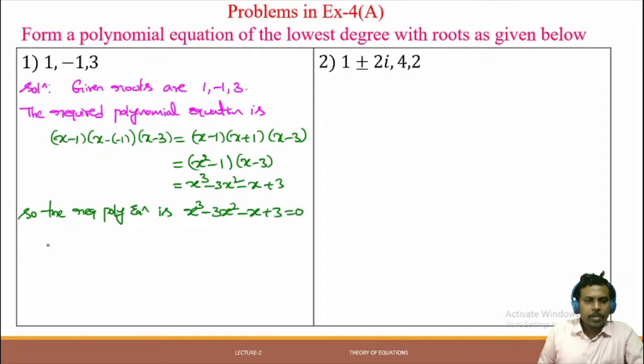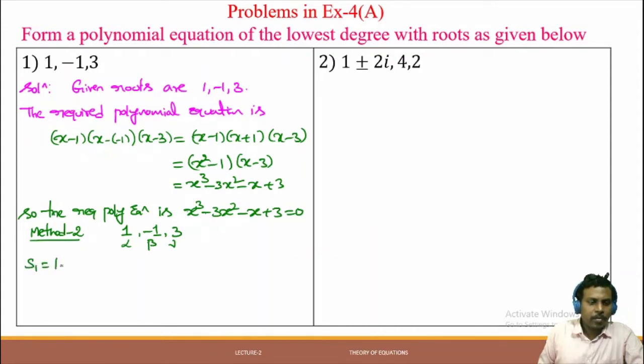Of course, we can do the same problem in a different method. Maybe I will call it method 2. Now let me take 1, minus 1, 3. These are my alpha, beta and gamma. Now let us compute the S1 terms.